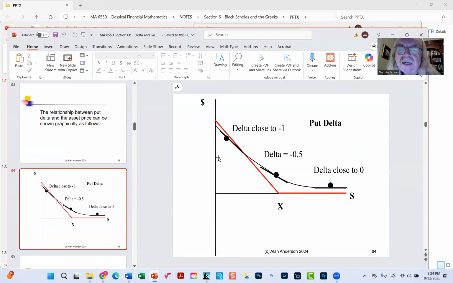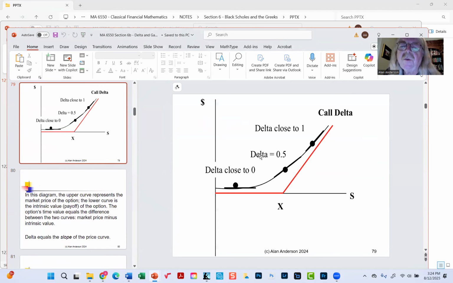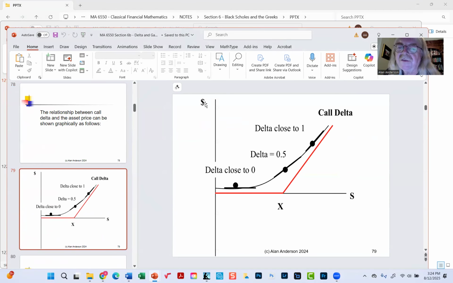The graph that we were looking at actually shows us how the delta is calculated. In other words, it's the slope of the market price curve. Notice that we have dollars on the vertical axis, and S is the spot price of the asset. The red line is the payoff to the call option. The black curve is the market price at any time prior to the maturity date. It's a little bit smoother. It's not a piecewise continuous function with two different slopes. It's a smooth continuous curve. The delta, or slope, starts at 0, and as S increases, it gradually increases and gets very close to 1.